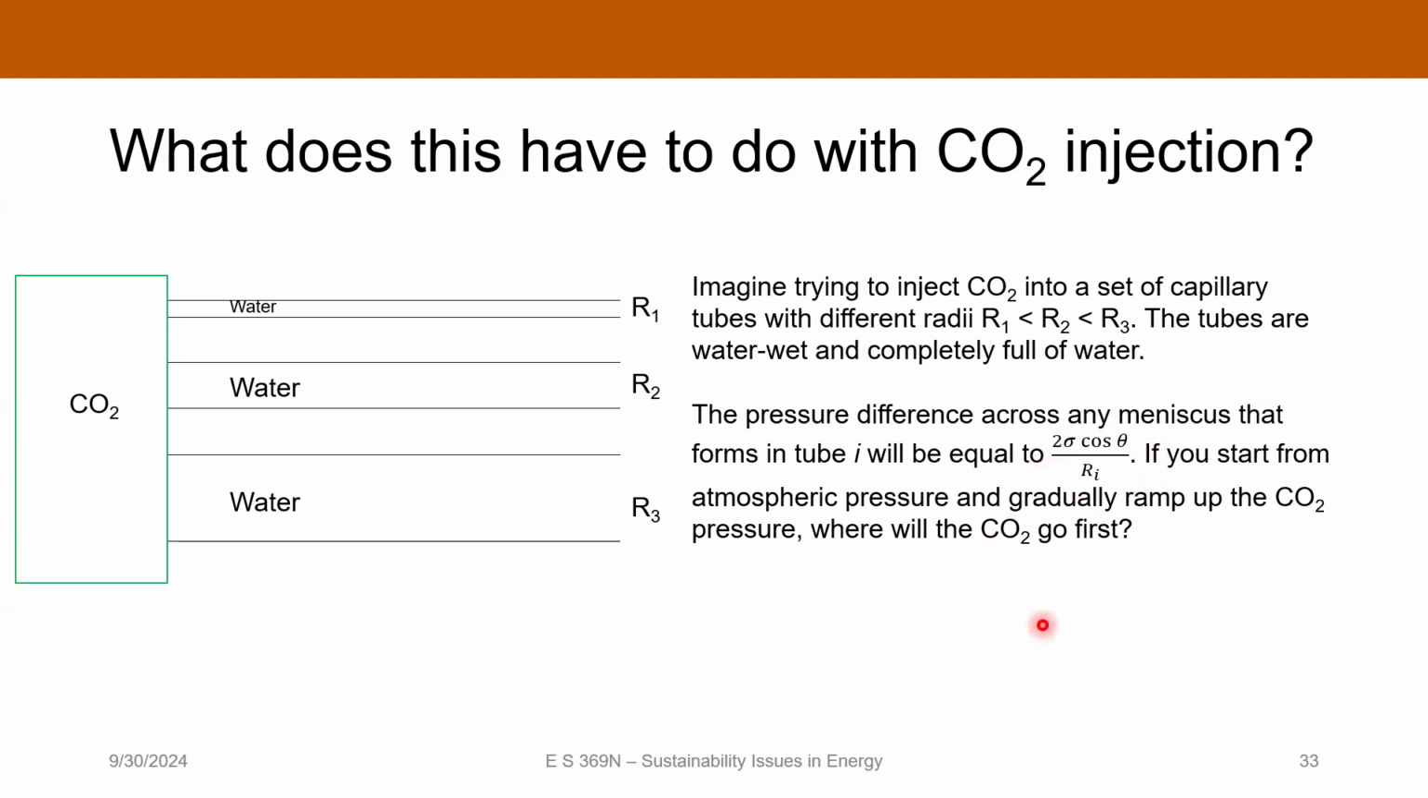So let's think about it. If I start ramping up the pressure in this CO2 reservoir, which tube is it going to go into first? The smallest. Why the smallest?